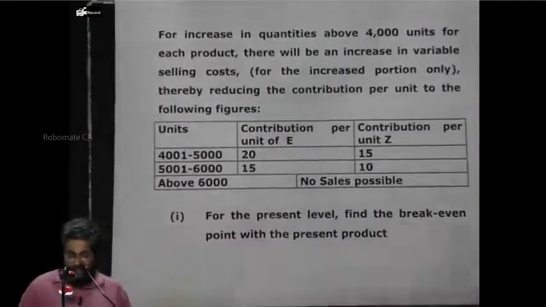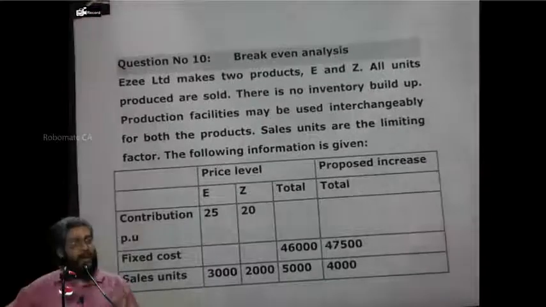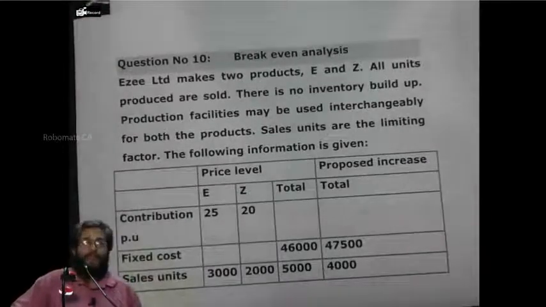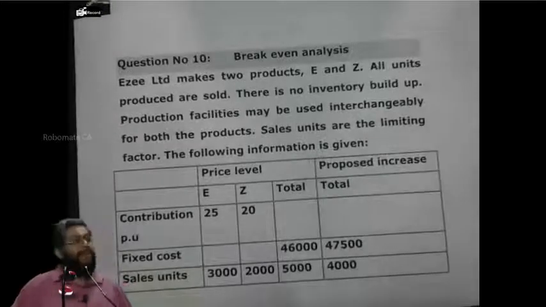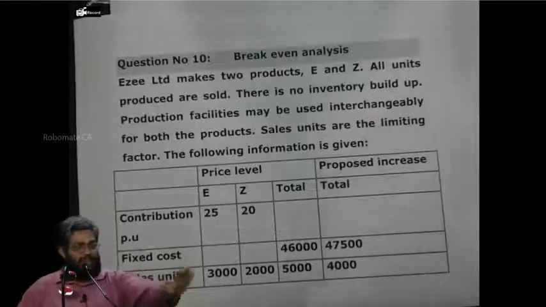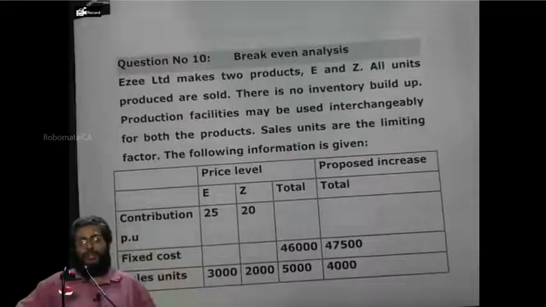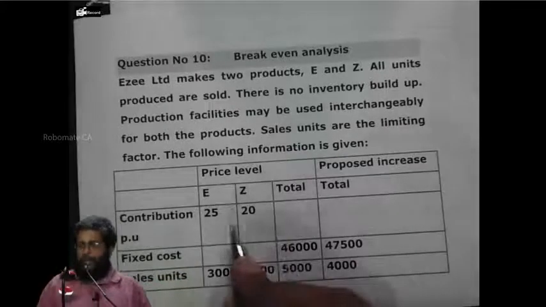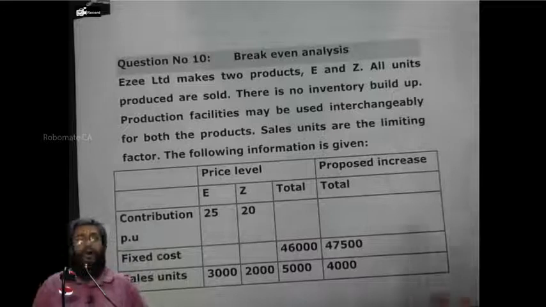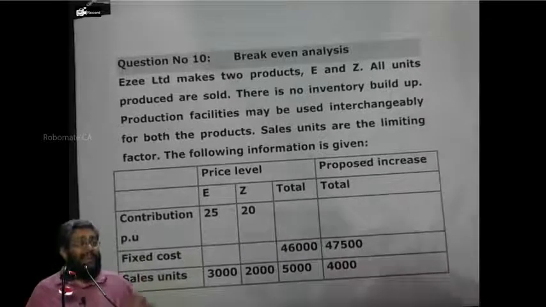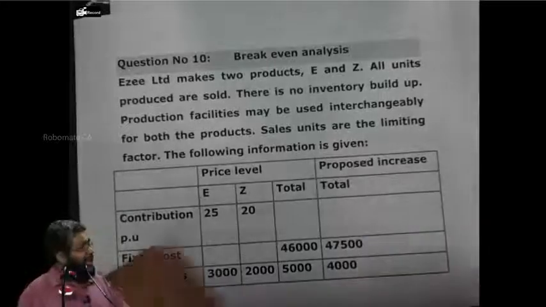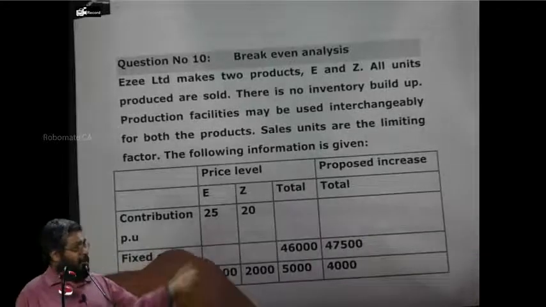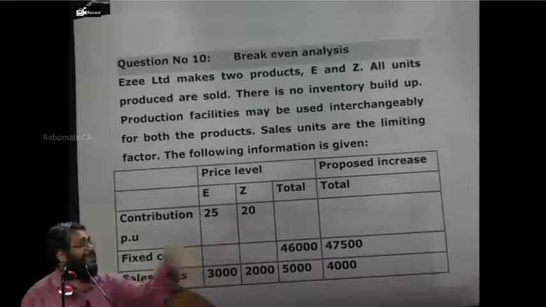Very simple only. First is, at present level, find the break-even point. What is break-even point? Sales at which the profit is 0. Break-even point, what is the formula? Fixed cost divided by contribution per unit. Is it contribution per unit of E, or of Z, or of E and Z? Because I am selling what? Both. Whenever you have a sales mix, it is not simple contribution, it becomes weighted average contribution.